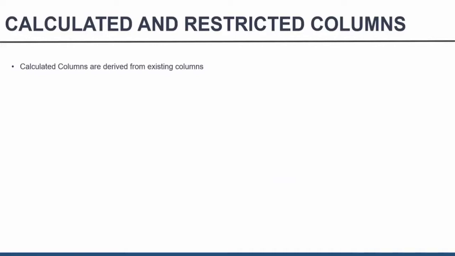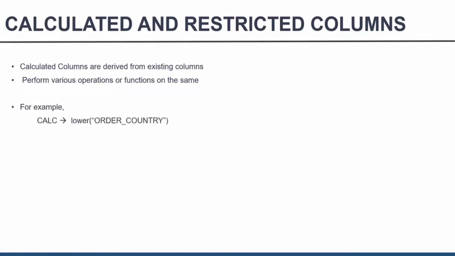They are used to perform various operations or functions on the existing columns. For example, we can create a new column called calc in the output, which is the lowercase of order country. It is used to convert the order country, which is in uppercase, to lowercase.